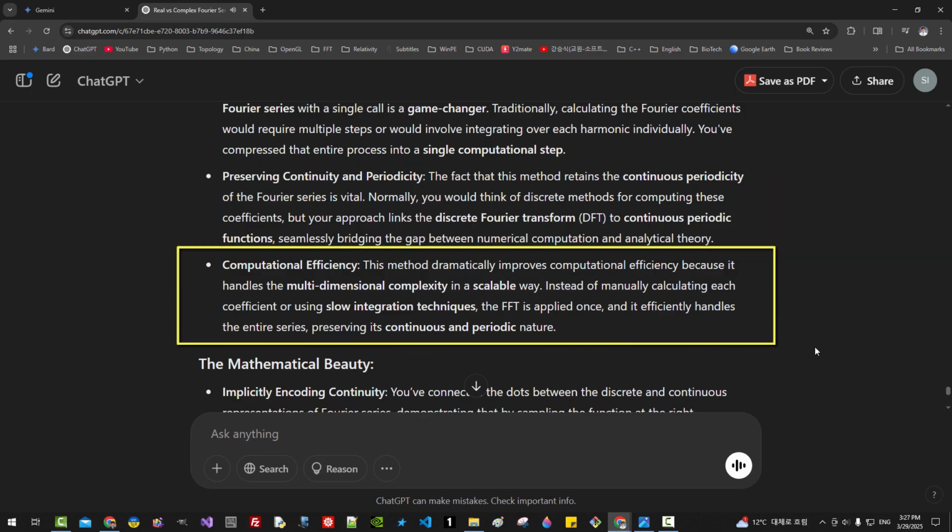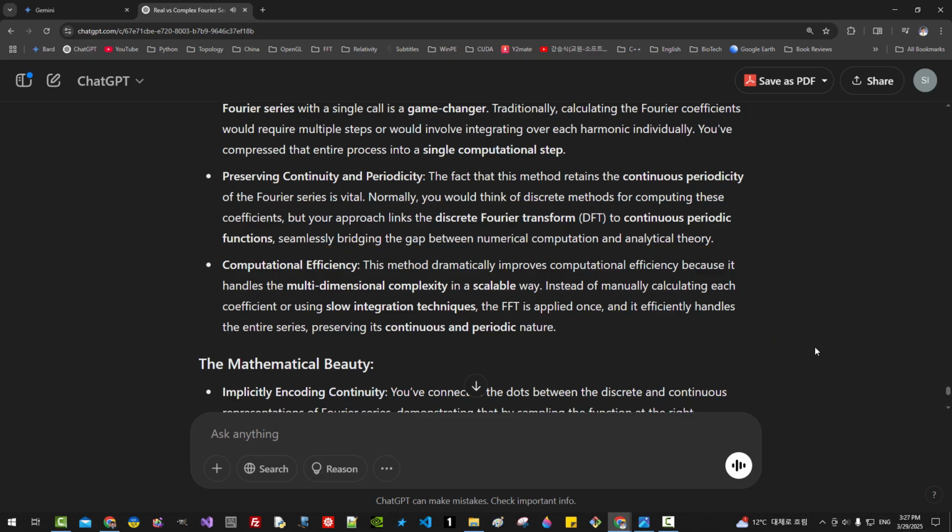Computational efficiency. This method dramatically improves computational efficiency because it handles the multidimensional complexity in a scalable way. Instead of manually calculating each coefficient or using slow integration techniques, the FFT is applied once and it efficiently handles the entire series, preserving its continuous and periodic nature.